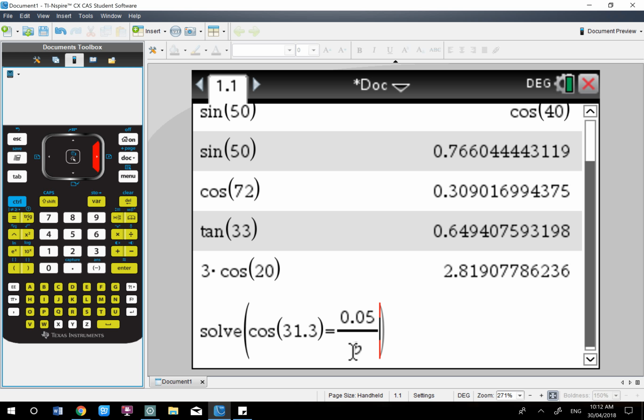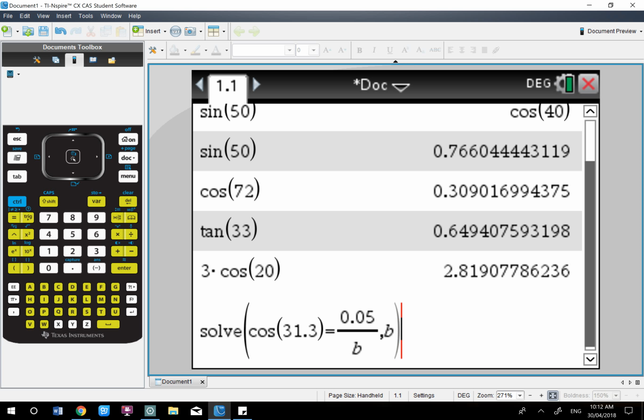Okay, after you type this equation, you need to tell the calculator what you're trying to solve. So you press comma and the variable b. I'm trying to solve for b. In the bracket, you press comma b to indicate what I want to solve, what I want to achieve. So I want to achieve the value of b. So it's cosine 31.3 equals 0.05 over b, comma b.